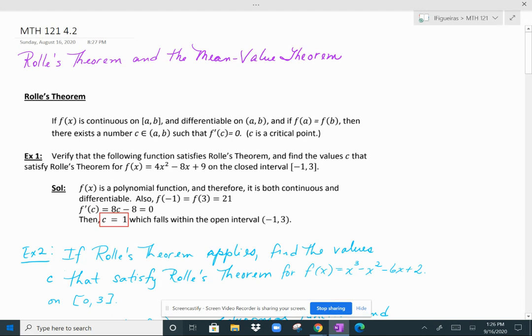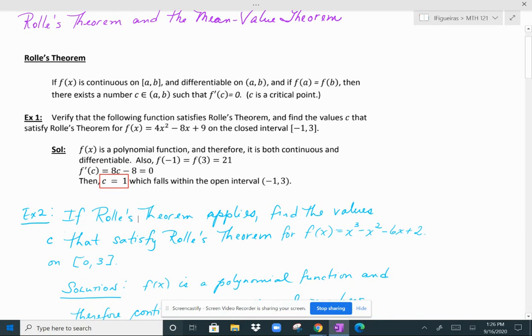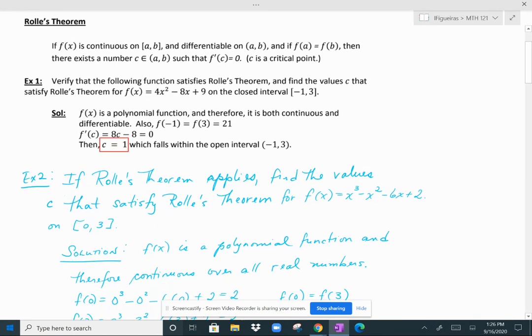So let's do another one. If Rolle's theorem applies, meaning it satisfies the conditions, then we will find the value or values c that satisfy Rolle's theorem for f of x equal to x cubed minus x squared minus 6x plus 2 on the interval from 0 to 3. So just like the last example, this is a polynomial function. It's a third degree polynomial. It will be continuous and differentiable over all real numbers, so it definitely will be within that interval.